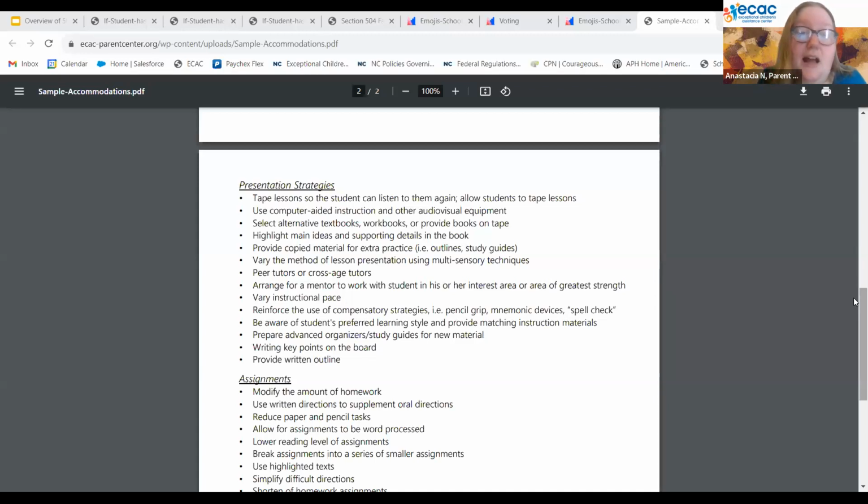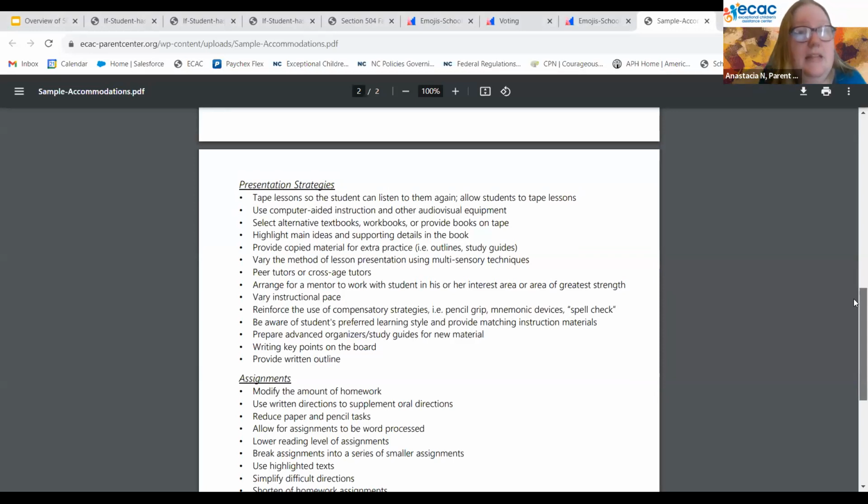Presentation strategies. Not every kiddo can watch a presentation on the projector. Some kiddos need notes already done. Some kids can have fill in the blank notes. Some kids need a complete copy of teacher notes. Talk to your teacher about what would be best for your kiddo.